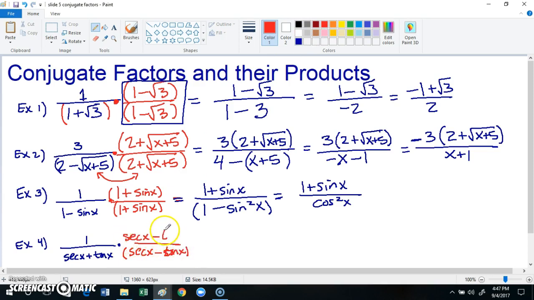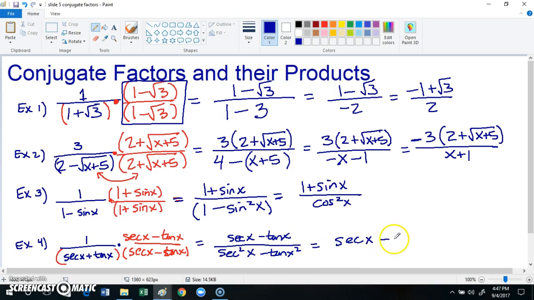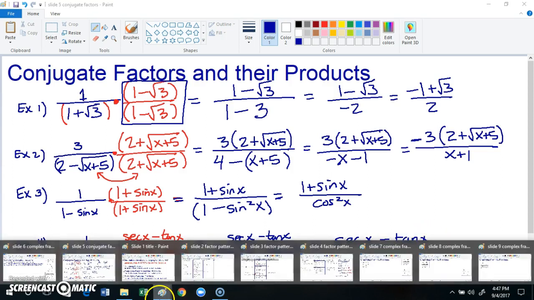I'll multiply both numerator and denominator by the conjugate. What is secant squared x, or secant x plus tangent x times secant x minus tangent x? That's secant squared x minus tangent squared x. Anybody know what that is? Anyone? That happens to be 1. So 1 over secant x plus tangent x is the same as secant x minus tangent x. Okay, you can work on that in your spare time.